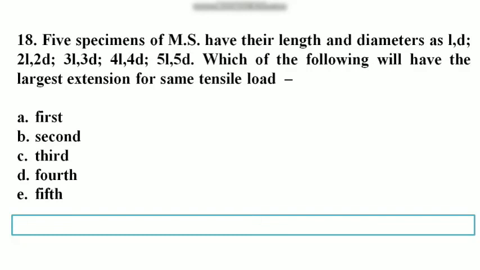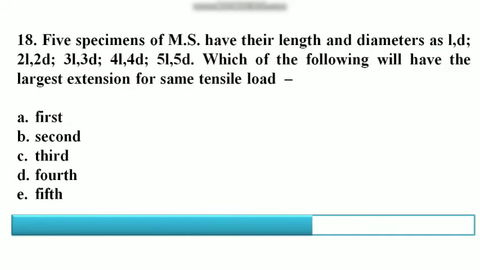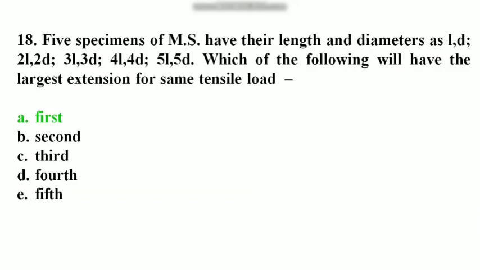5 specimens of MS have their length and diameters as L D, 2L 2D, 3L 3D, 4L 4D, 5L 5D. Which of the following will have the largest extension for the same tensile load? Option A first, option B second, option C third, option D fourth, and option E fifth. We know del L equals PL by AE. Here P and E are constant. Only L and A vary. Also A equals pi d square by 4, where pi and 4 are the constant terms.